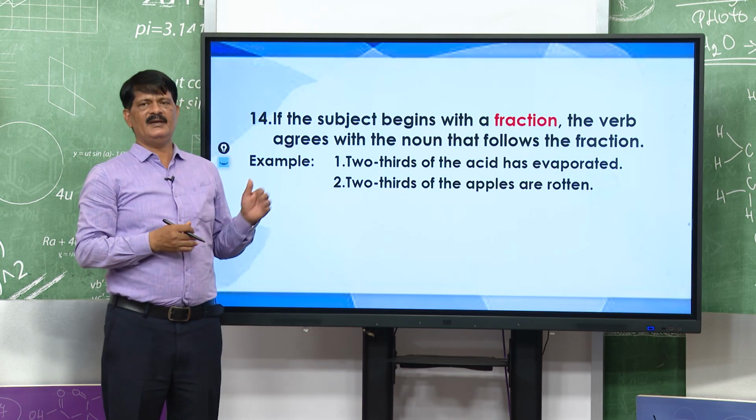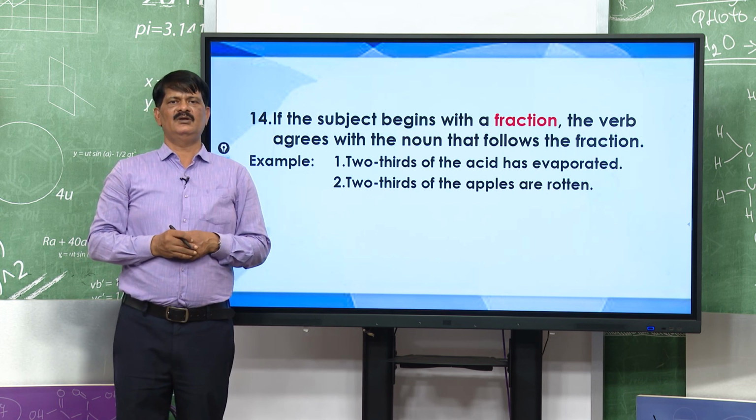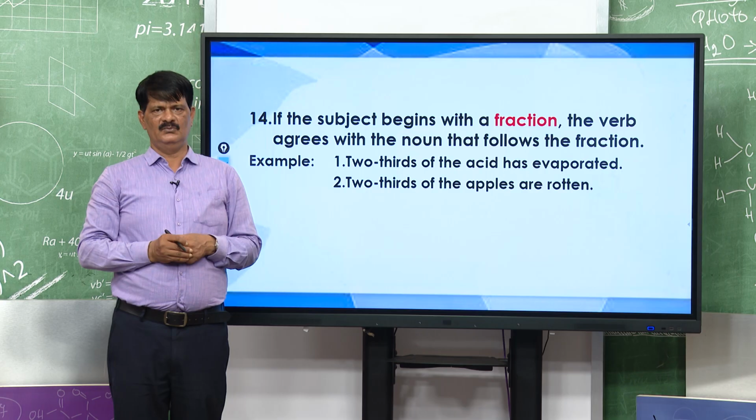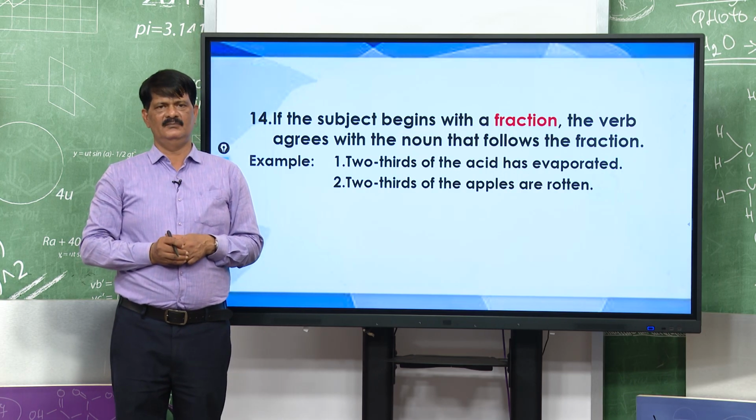If the subject begins with a fraction, the verb agrees with the noun that follows the fraction. 2/3 of the acid has evaporated. Second example, 2/3 of the apples are rotten. Okay. Here it is plural, so a plural verb is there. In the first, that is singular, so a singular verb is there.